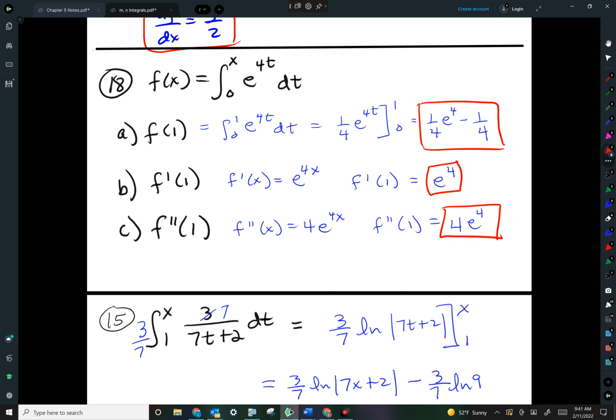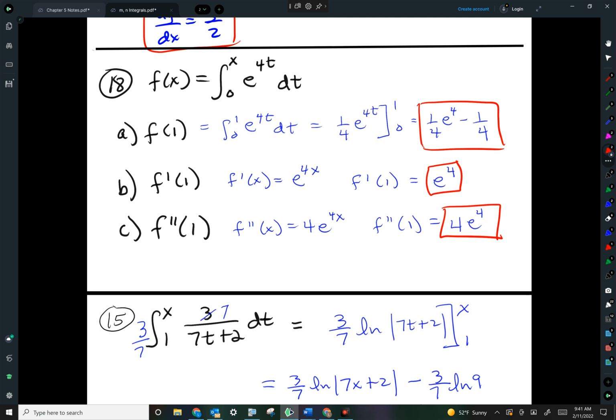Rihanna, read us what you got. 3/7 ln absolute value of 7x plus 2, minus 3/7 ln absolute value. Okay, so I got that. That's correct. However, for an extra shot, can someone tell me a simplified version of that answer?